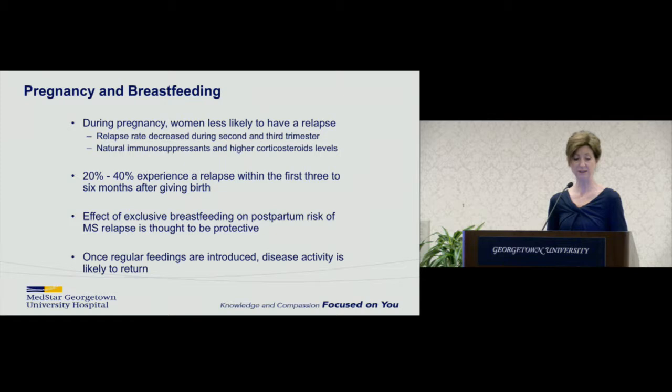Pregnancy and breastfeeding. So during pregnancy, women are less likely to have a relapse. And we do know that the relapse rate decreases along the second and third trimester, probably because there's natural immunosuppressants and higher corticosteroid levels during pregnancy that's protective for women. 20 to 40% experience a relapse within the first 3 to 6 months after giving birth. The effect of exclusive breastfeeding on postpartum risk of MS relapse is thought to be protective. And once regular feedings are introduced, disease activity is likely to return.